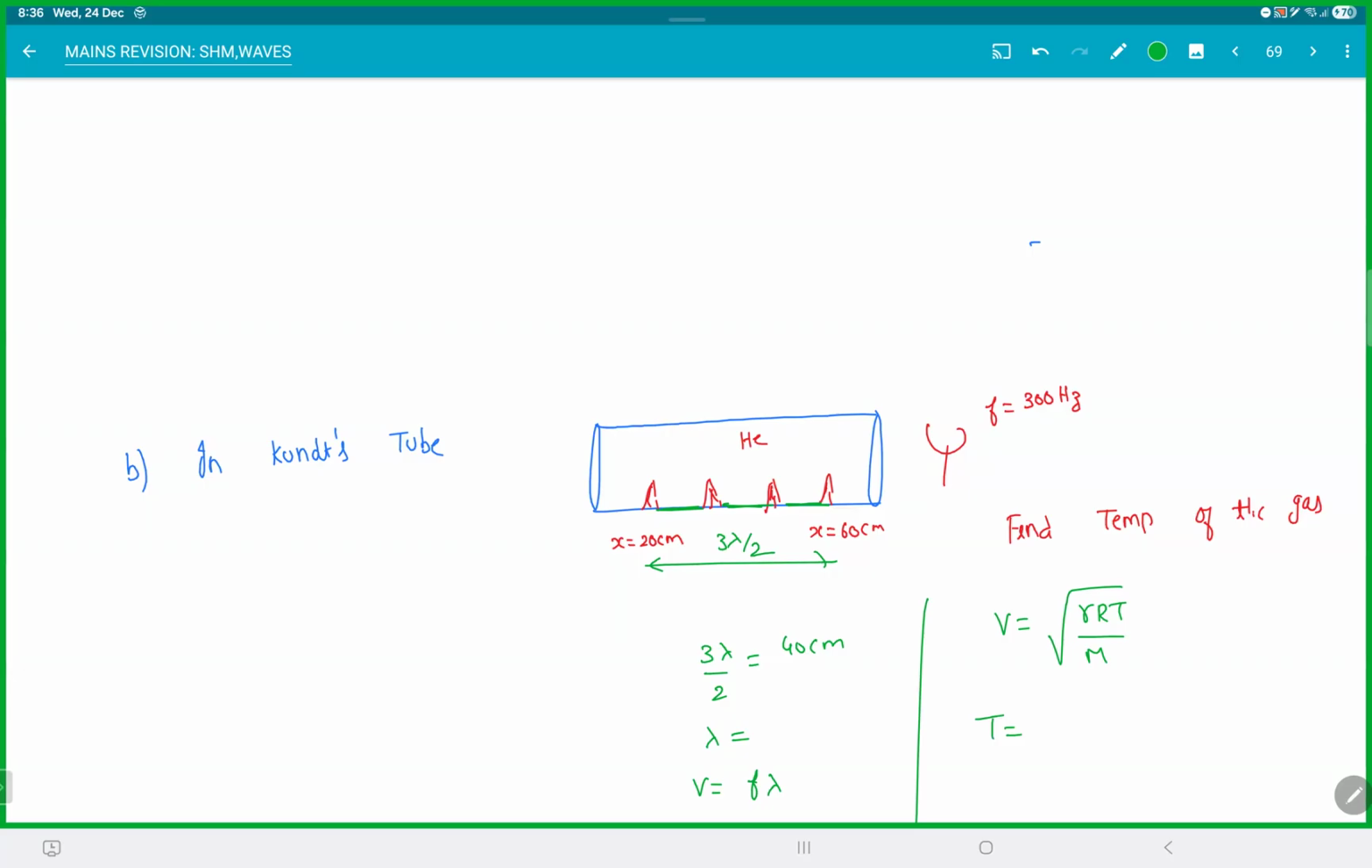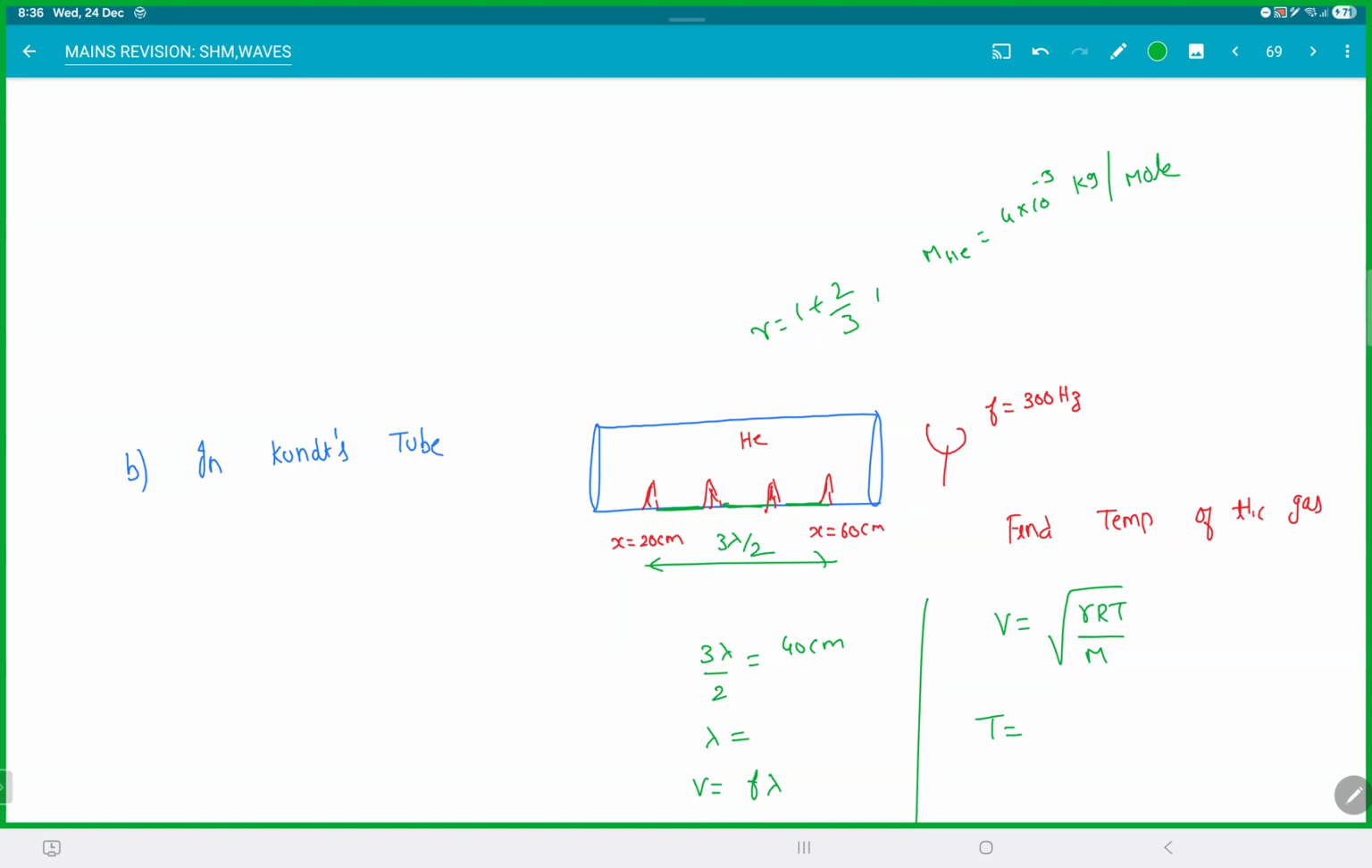From there you can get the temperature. Clear that? So you find the speed of sound from Kund's tube and then use the speed of sound formula to find the temperature of the gas. It is given as helium gas, so you can find gamma from there: 1 plus 2 by 3. And the molecular weight of helium is how much? 4 into 10 power minus 3. Be careful if you have to write it in kgs. Don't write 4 directly.